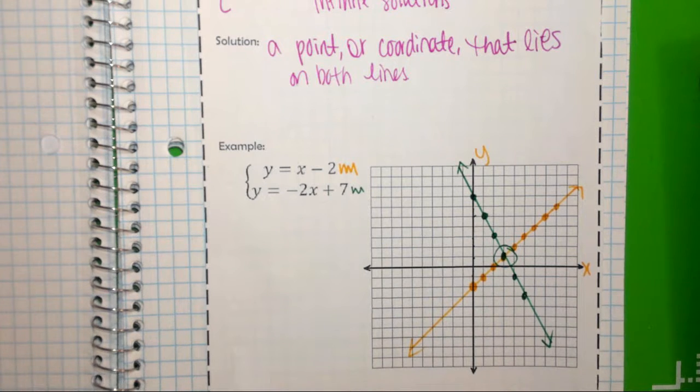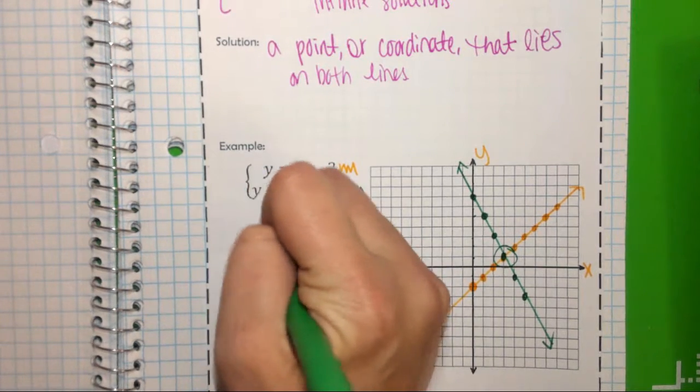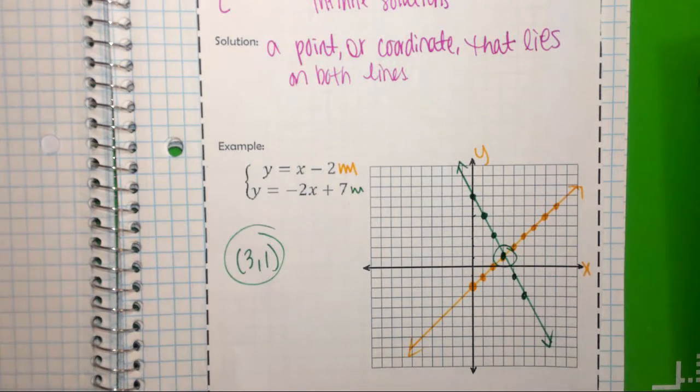Alright, so this is where they cross each other. Now, what is that coordinate? 3, positive 1. 3, +1, and boom, we're done. That's it? That's all you have to do.